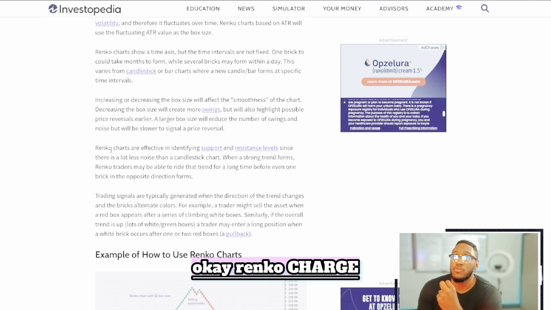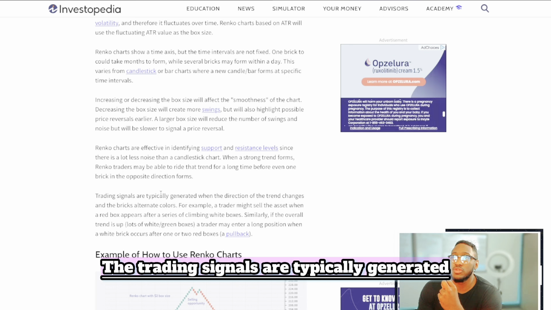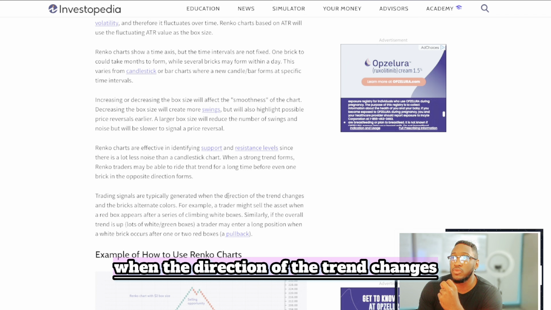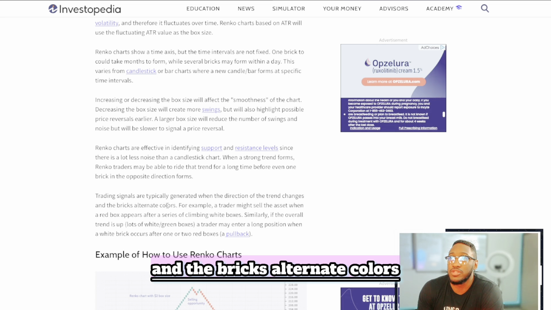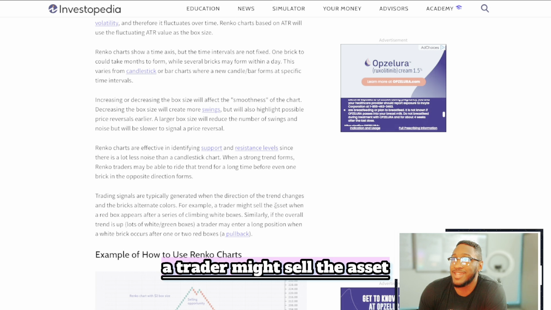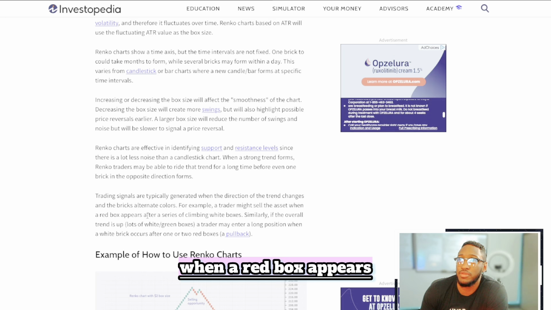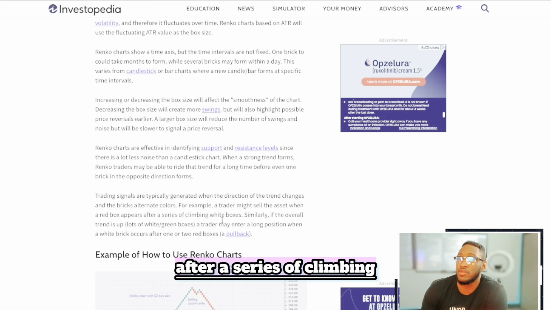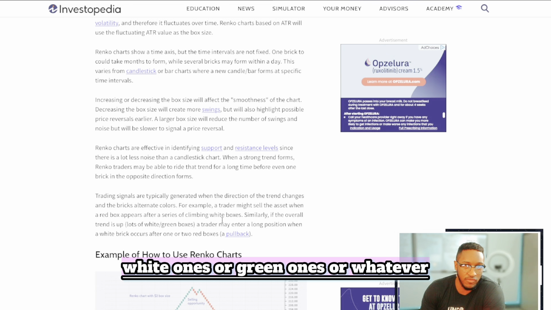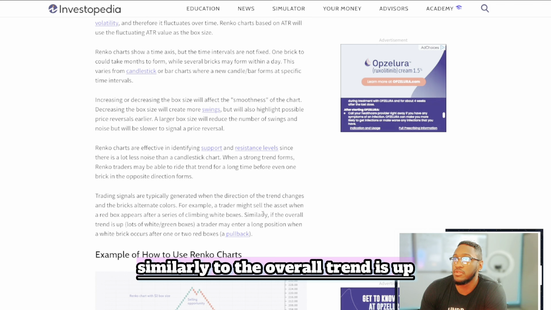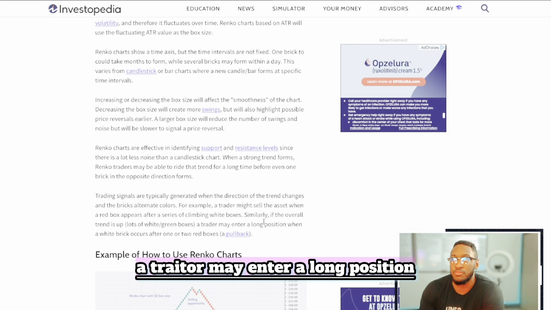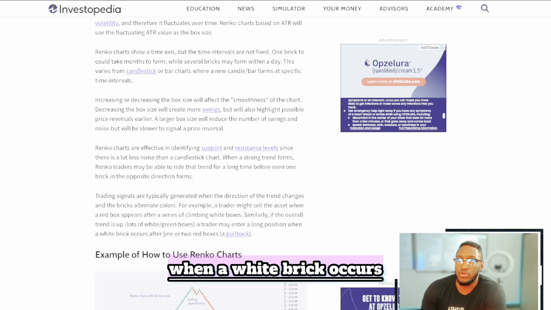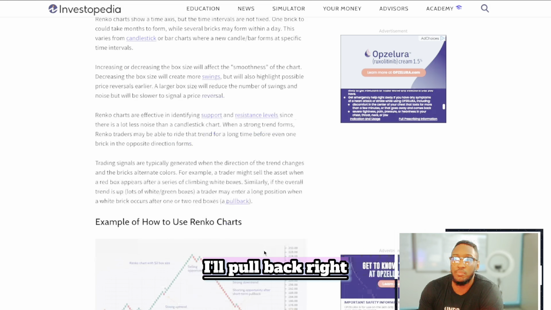Okay, Renko charts, trading signals are typically generated when the direction of the trend changes and the bricks alternate colors. For example, a trader might sell the asset when a red box appears after a series of climbing white ones or green ones, or whatever. You can change the colors. Similarly, if the overall trend is up, lots of white, green boxes, a trader may enter a long position when a white brick occurs after 1 or 2 red boxes, a pullback, right?